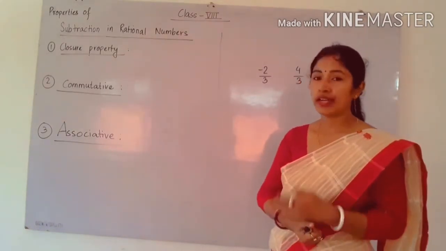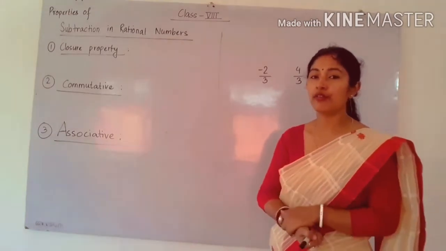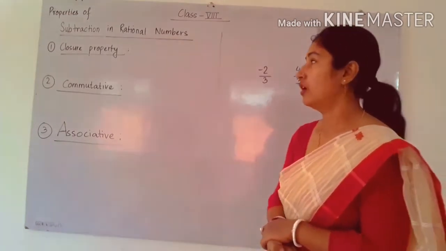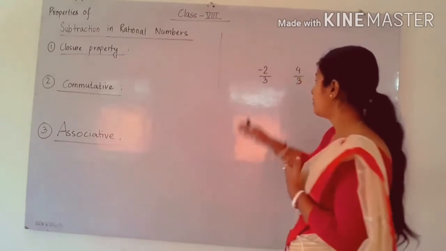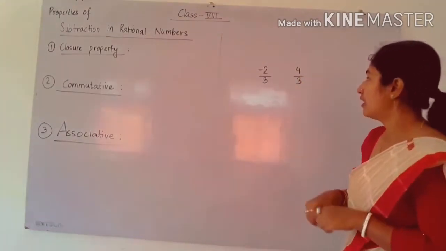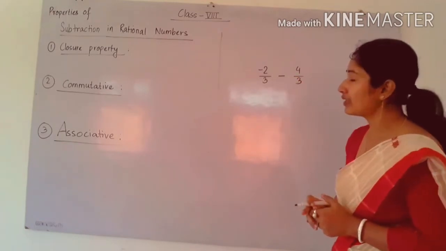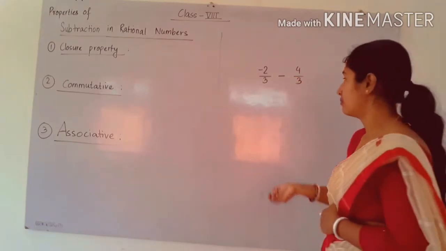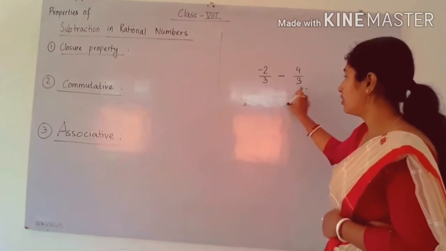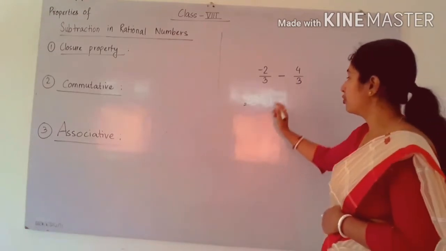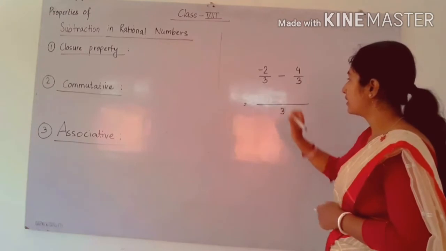Whenever we subtract a rational number from a rational number, we will get a rational number. So for example, minus 2 by 3 and 4 by 3. If I subtract 4 by 3 from minus 2 by 3, the answer will be a rational number. See here, first of all you have to take the LCM. 3, 3 both are same, so we will take LCM as 3.